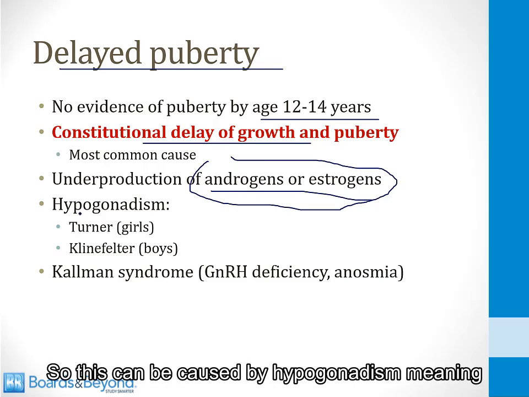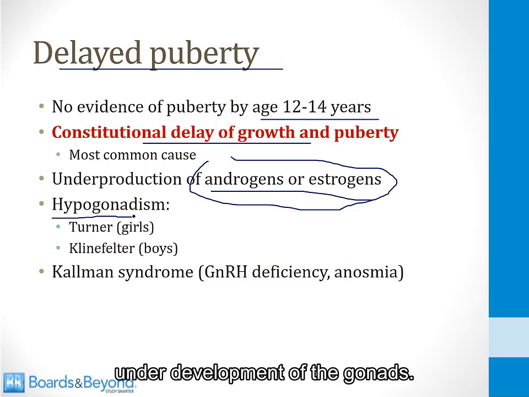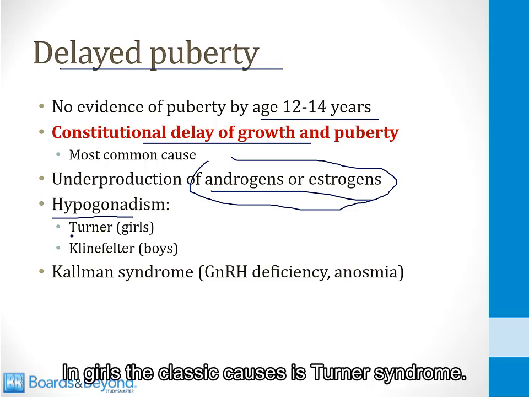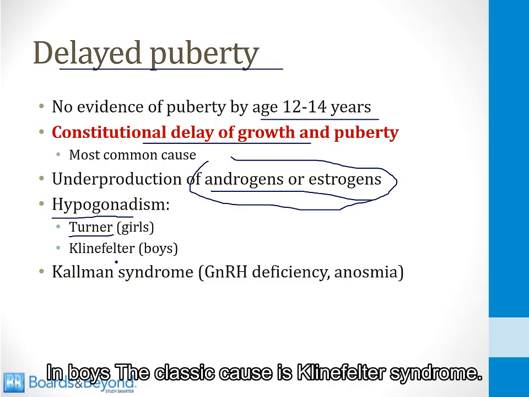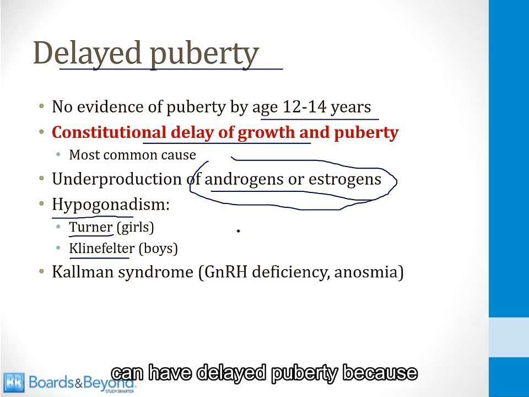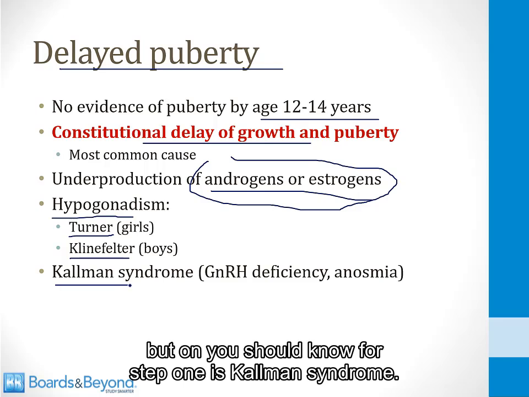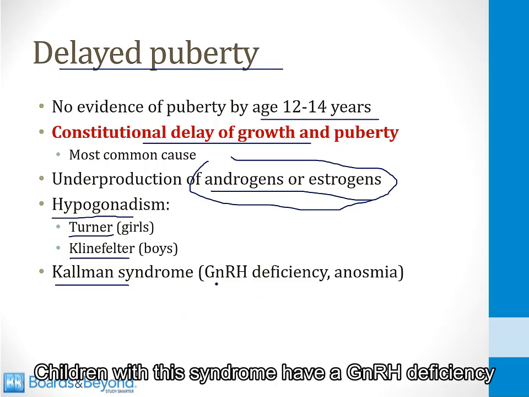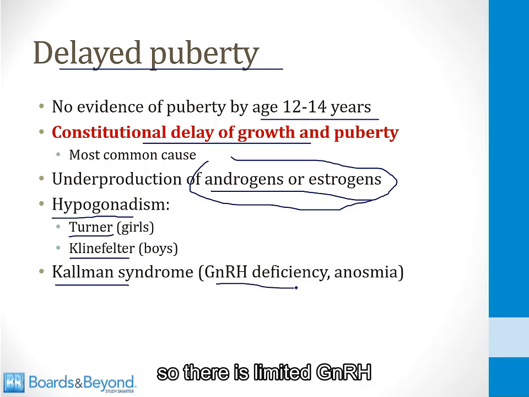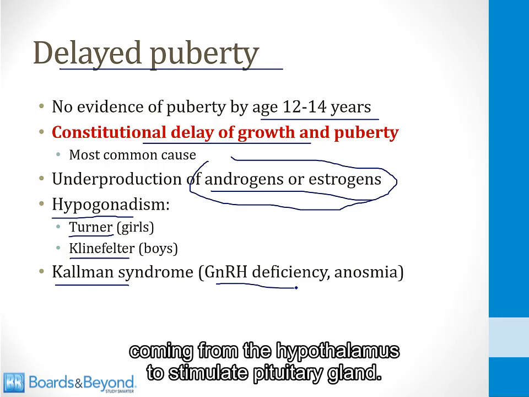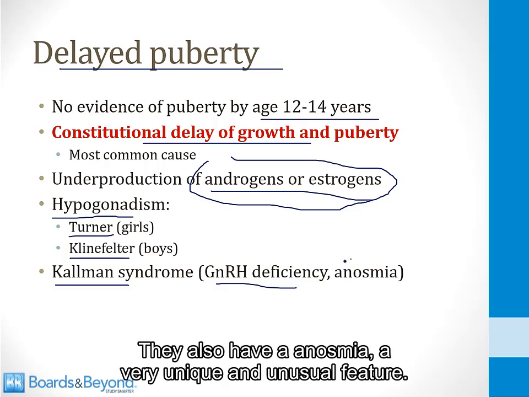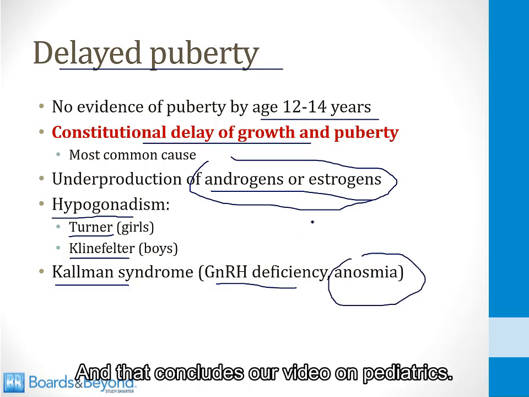So this can be caused by hypogonadism, meaning underdevelopment of the gonads. In girls, the classic cause is Turner syndrome. In boys, the classic cause is Klinefelter syndrome. Children with either of these conditions can have delayed puberty because their gonads are underdeveloped. And then a rare cause, but one you should know for step 1, is Kallmann syndrome. Children with this syndrome have a GnRH deficiency, so there is limited GnRH coming from the hypothalamus to stimulate the pituitary gland. They also have anosmia, a very unique and unusual feature. And that concludes our video on pediatrics.